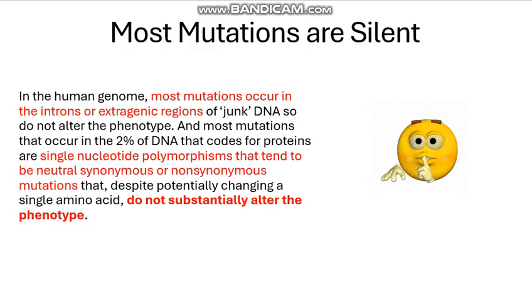So in the human genome, most mutations occur in the introns or extragenic regions of junk DNA, so they do not alter the phenotype. And most mutations that do occur in the 2% of DNA that codes for proteins are single nucleotide polymorphisms that tend to be neutral, synonymous, or non-synonymous mutations that, despite changing an amino acid, do not substantially alter the phenotype. So we have a lot of mutations going on all the time, but most of them don't really alter our phenotype.